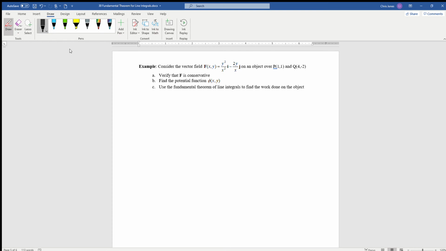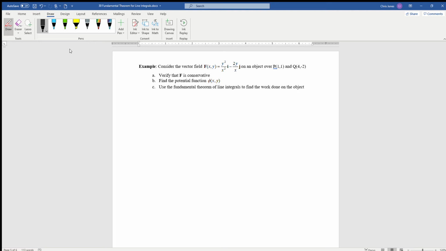So one final example of tying together the conservative vector fields with the fundamental theorem of line integrals. Suppose we have a vector field y squared over x squared i minus 2y over x j. And there's some sort of force acting upon the object from (1, 1) to (4, -2). We're not even going to use the parameterization this time.